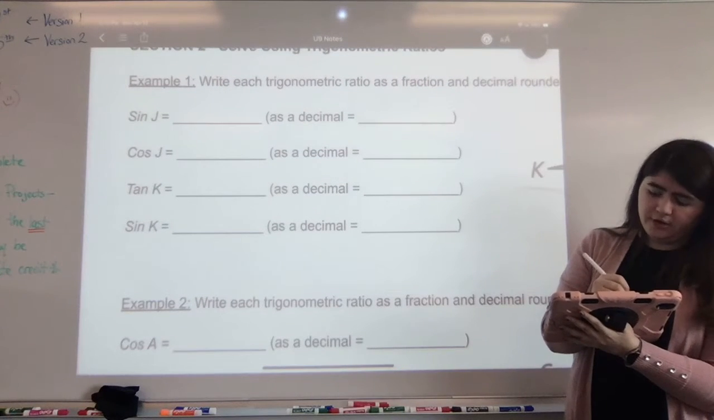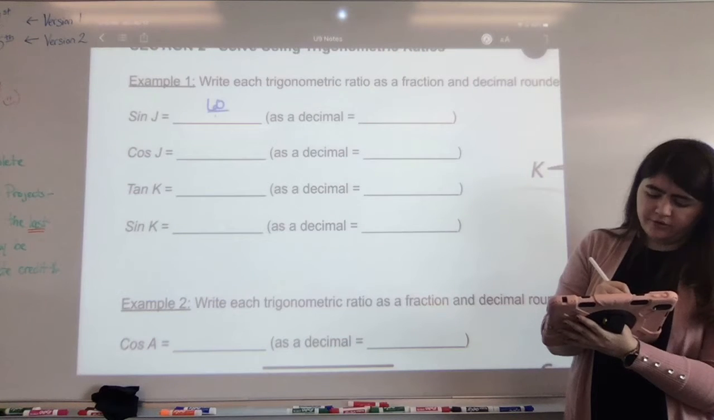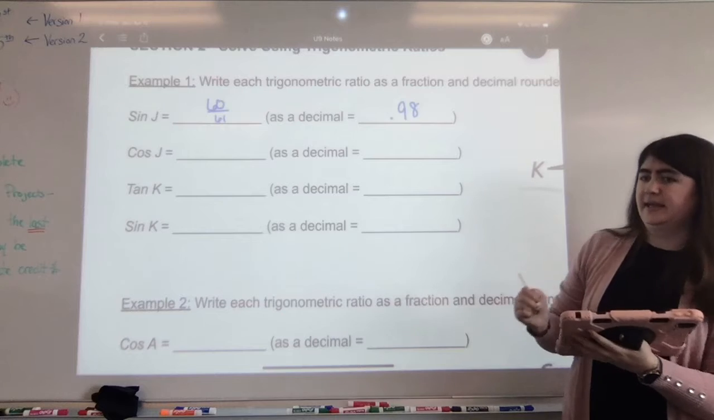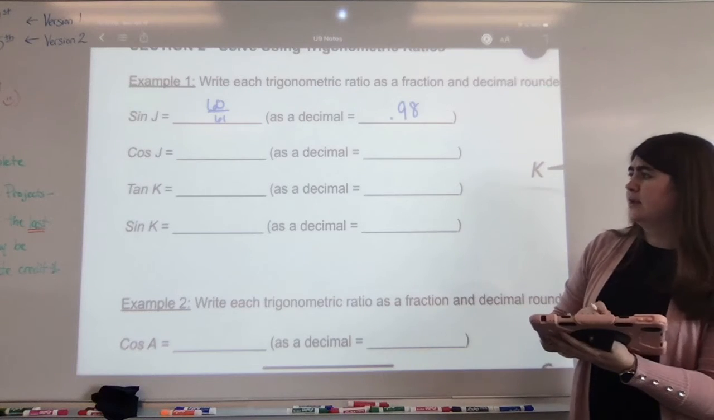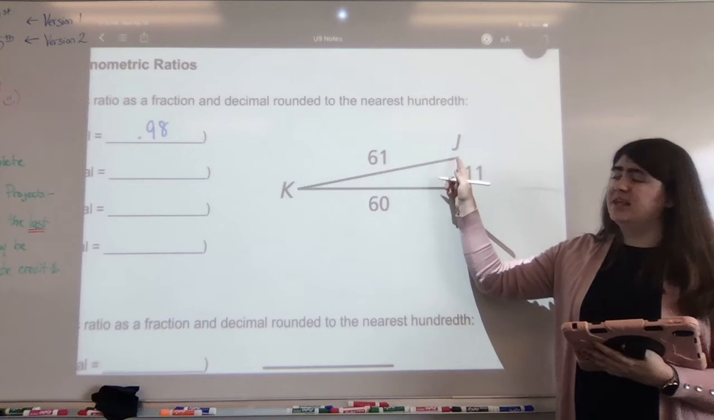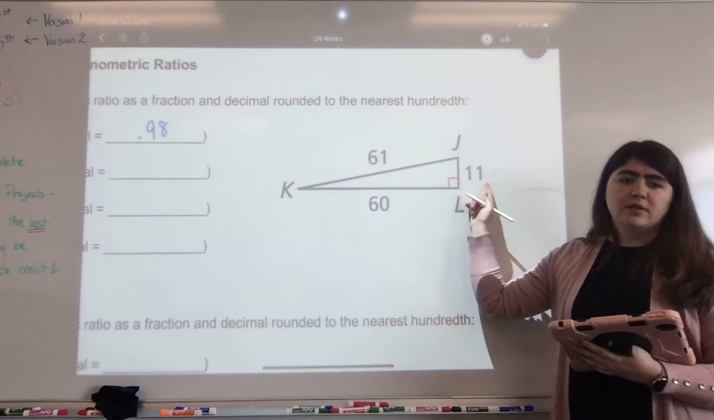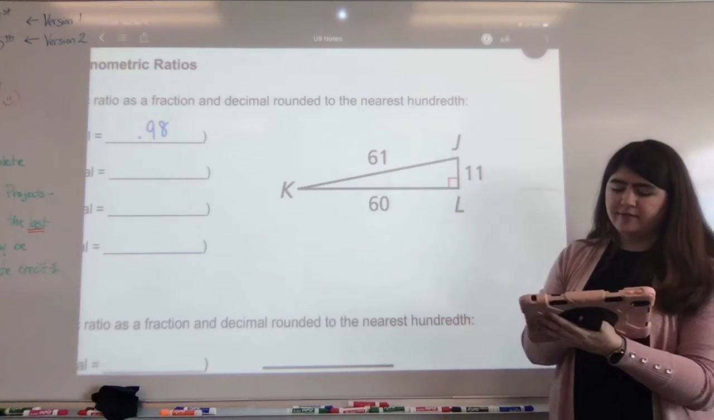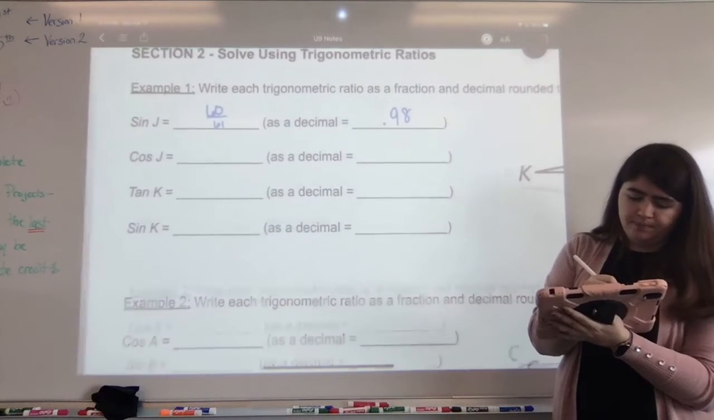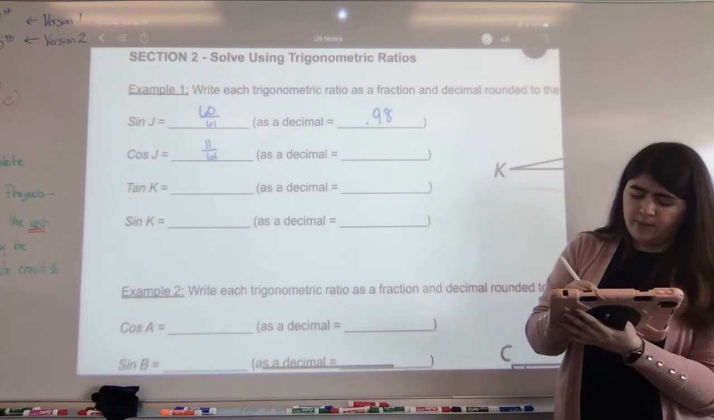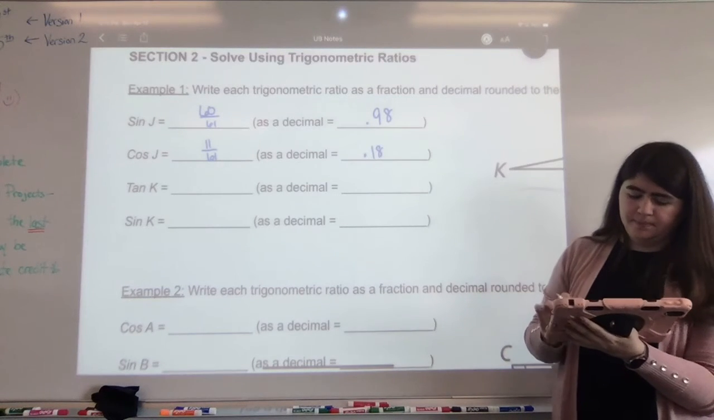If you use your calculator to divide out 60 over 61, it's going to be rounded to 0.98. Now we want the cosine of angle J. The cosine of angle J is the adjacent side, that's CAH from SOHCAHTOA, adjacent over hypotenuse. So I have 11 over 61. 11 over 61, when I divide that out, gives me about 0.18.